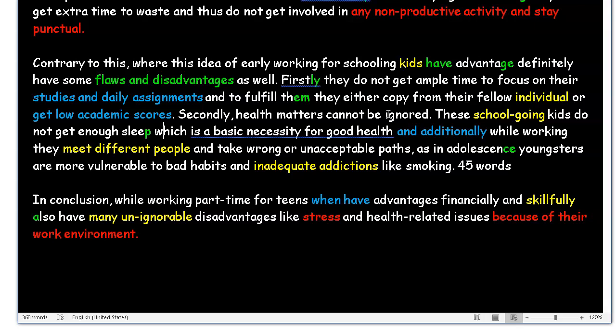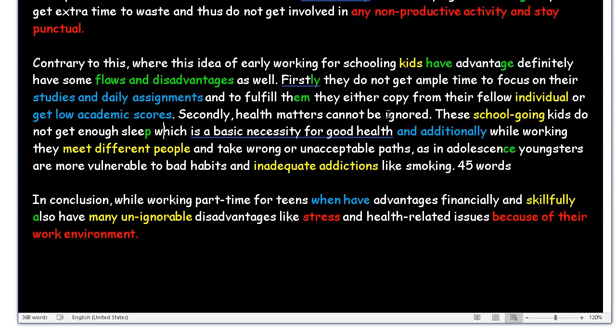In conclusion, while working part-time, comma, it's a time phrase. For teens when have advantages financially and skillfully also have many unignorable disadvantages, like stress. You never talked about stress. In your conclusion, you should restate what you've been talking about using different words. Don't bring up anything new. Did we get stress? No, there's no stress in the preceding paragraphs.